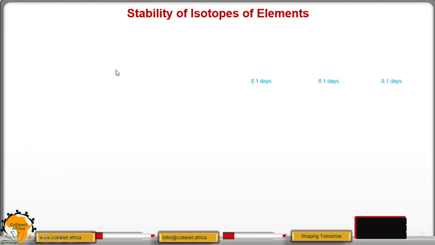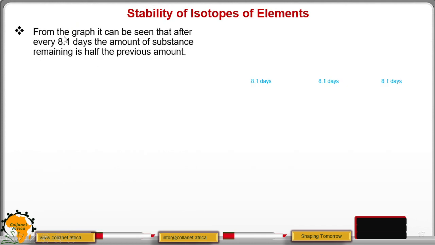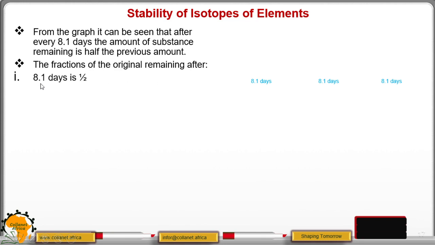So we can see the explanation that we have here. From the graph, it can be seen that after every 8.1 days, the amount of substance remaining is half the previous amount. That one we have seen. The fraction of the original remaining after 8.1 days is a half. Then the second one will be a quarter. The third one will be an eighth. In other words, after every 8.1 days, we are getting half of the previous amount.